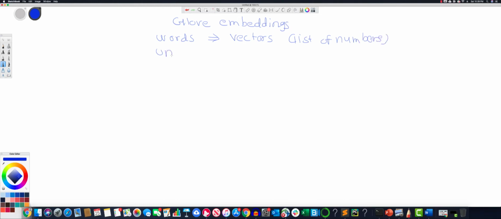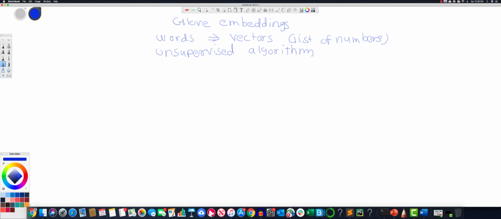And it's an unsupervised algorithm where we don't need to give any training examples. We just feed a bunch of words to the algorithm and it generates a unique vector that describes the relationship between the words. So let's understand how it does it. This algorithm was developed by Chris Manning, Richard Socher, and Jeffrey Pennington at Stanford in 2014.